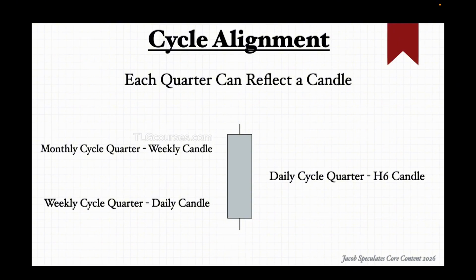So doing a little bit of recap of what we learned about cycle alignment. Anything in the future I say about the weekly cycle, your mind should automatically jump to days of the week or a daily candle. If I ever say anything about a monthly cycle, your mind should automatically jump to weeks of the month or weekly candles, right? So on and so forth.